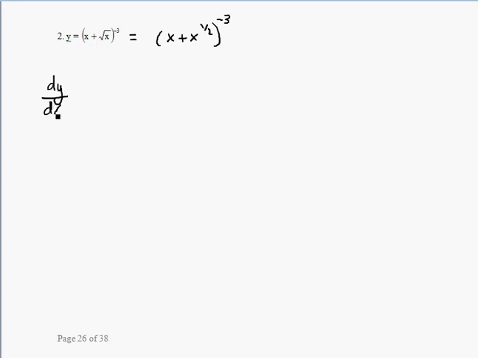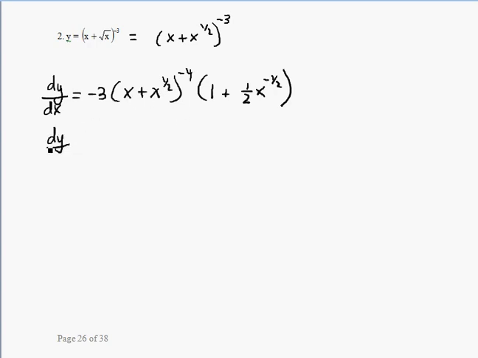So our derivative will be negative 3 times x plus x to the 1/2 to negative 4th times the derivative of the inner function. Well, the derivative of x is just 1. The derivative of x to the 1/2 is the exponent comes down. Subtract 1 from 1/2, you get negative 1/2. And there you go. So now I'm going to move this down into the denominator.